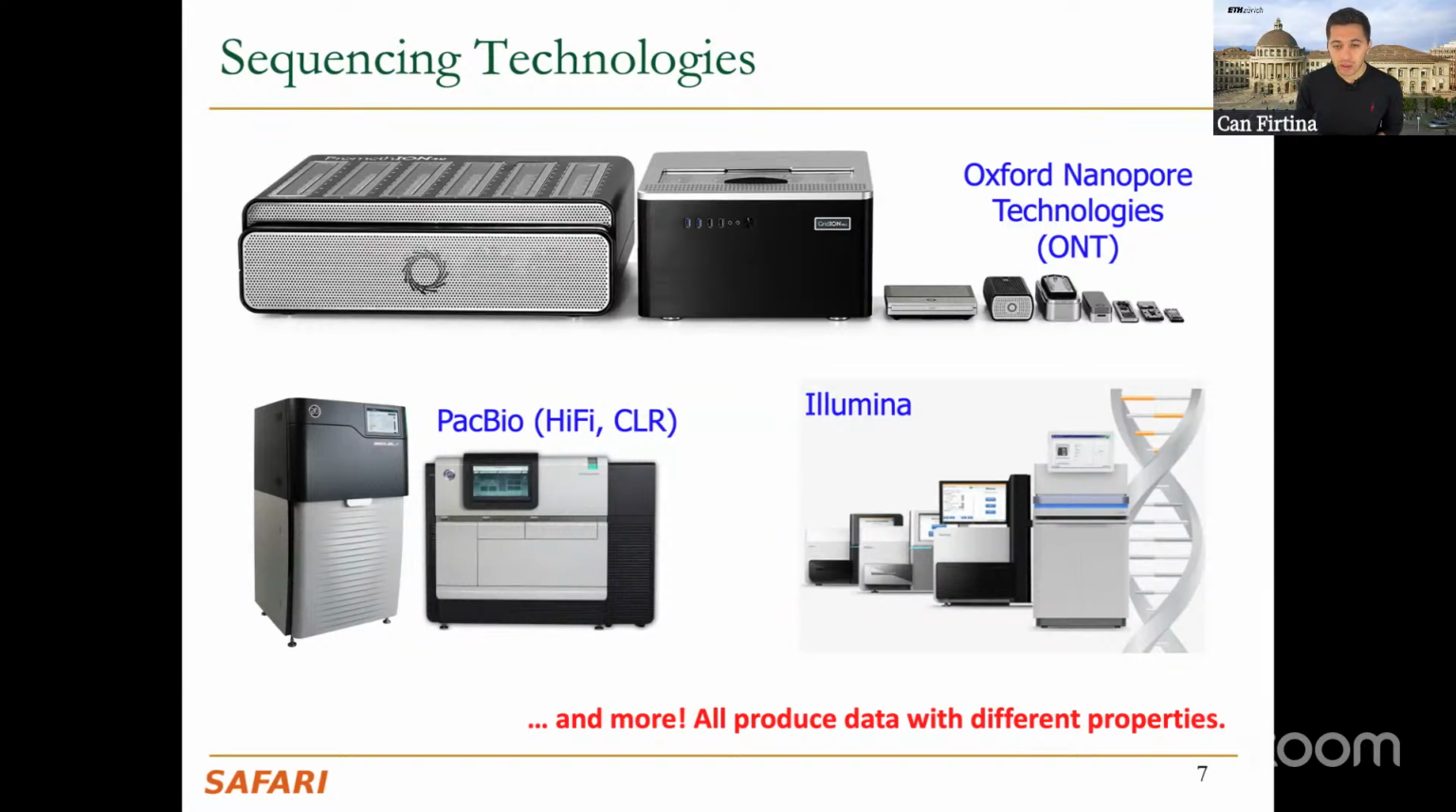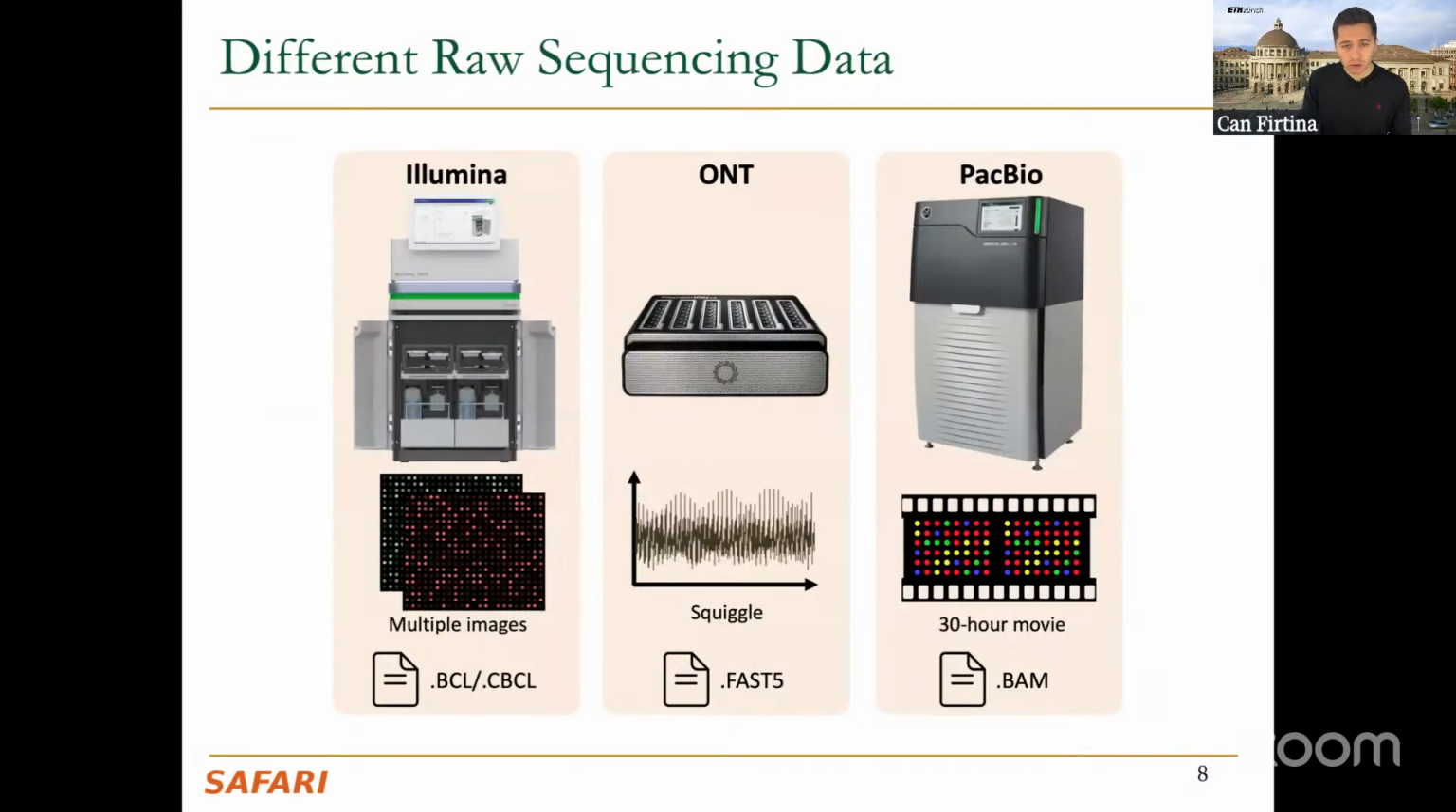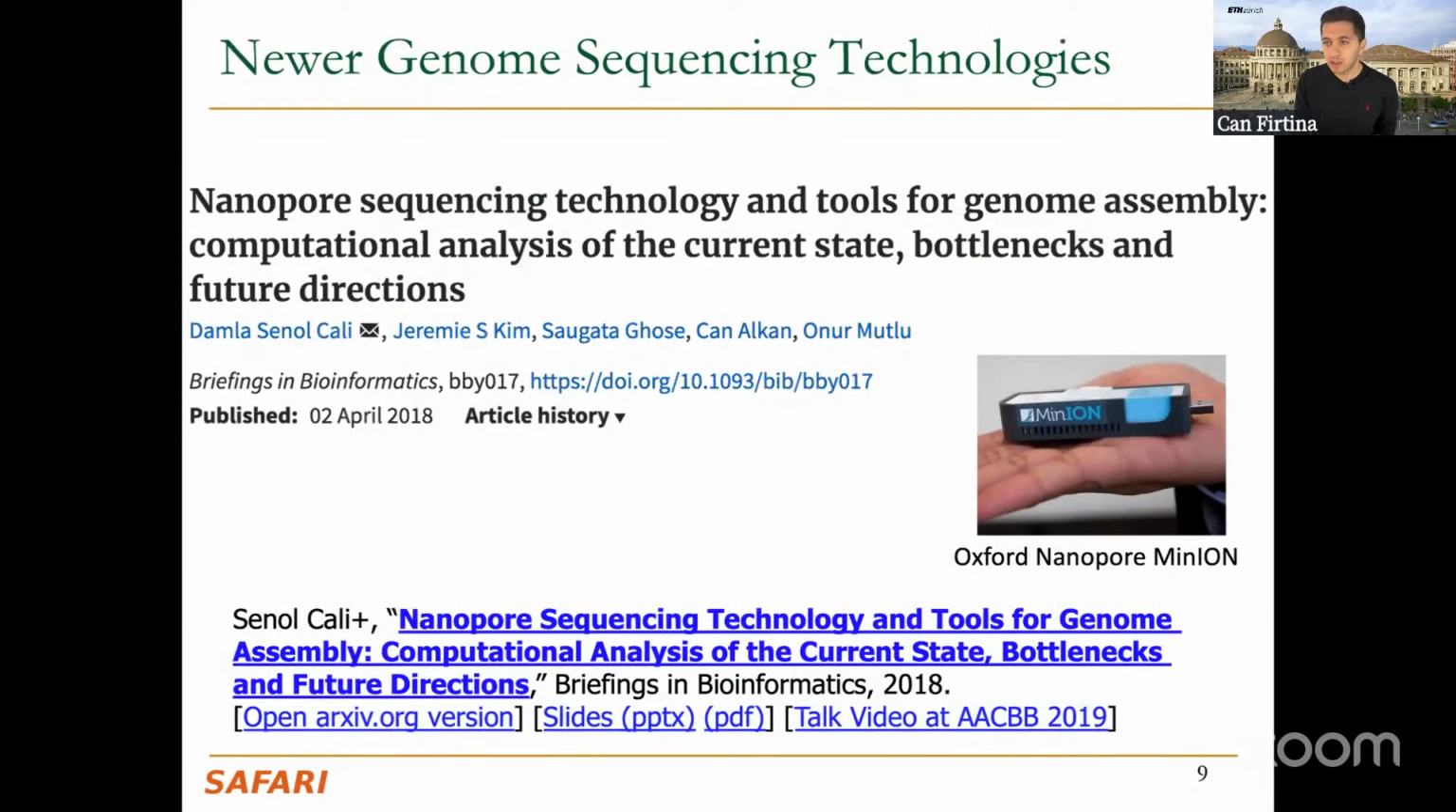Underneath these companies is a sequencing technology, a sequencing process that enables these companies to develop their own sequencing machines and their own solutions to sequence the DNA. And depending on the sequencing technology that is used by these companies, different raw data is generated by them. We will be looking at these raw data and how they are generated. And we are also interested in understanding these newer sequencing technologies and what we can do with them.